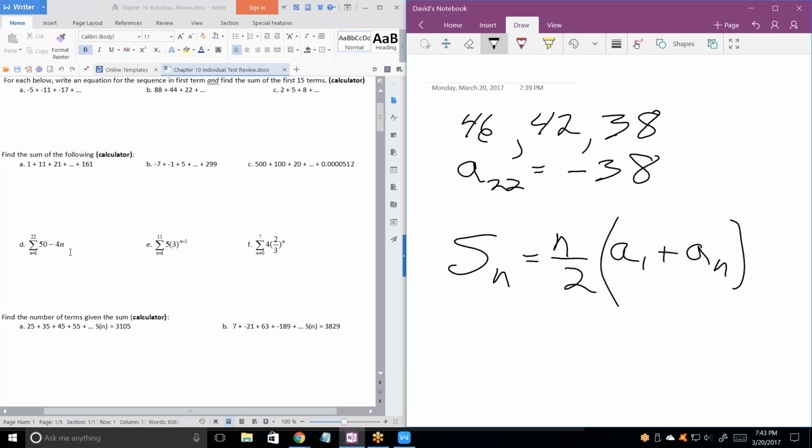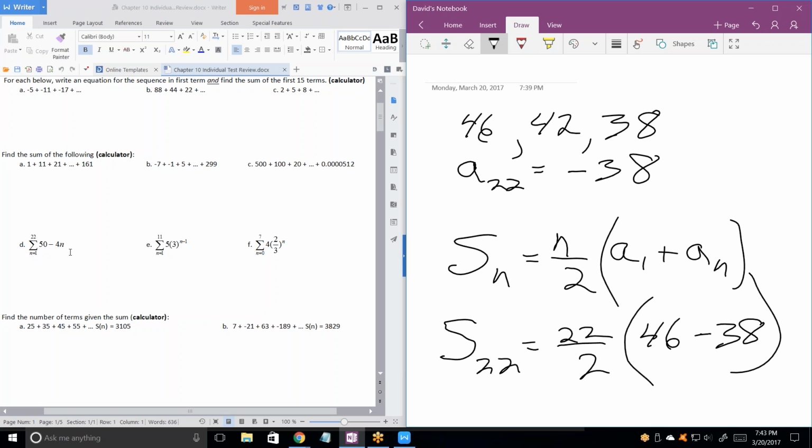Okay. So now, tell me everything else I need. S sub what equals what? So S of 22 equals 22 over 2. And then times 46 plus negative 38. Yeah. Now you can do the arithmetic on your own. Let's get these set up.